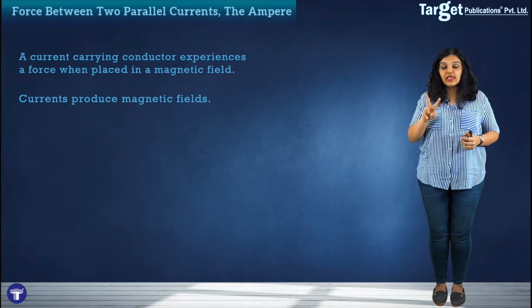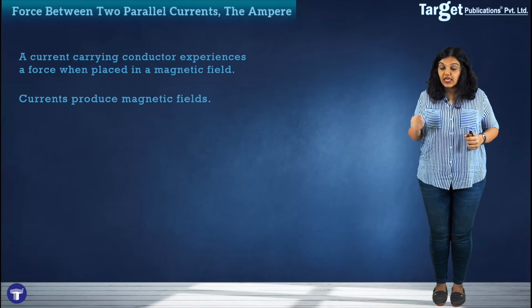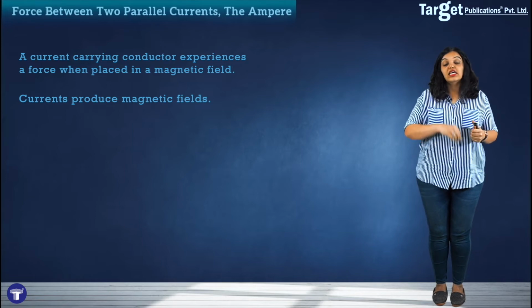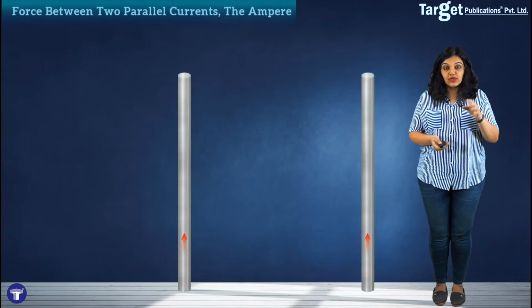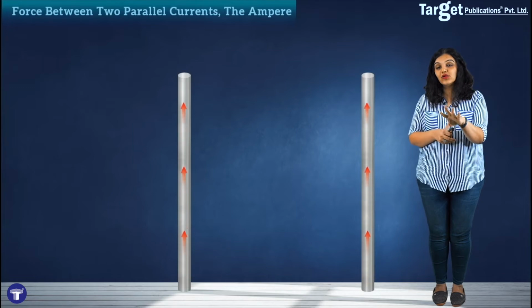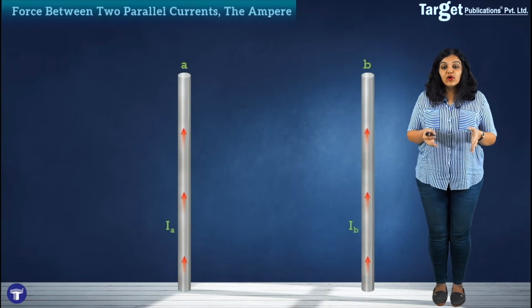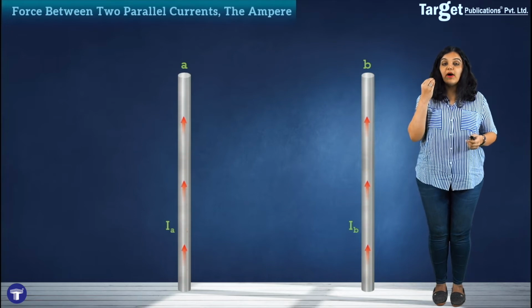So we know two things. One, if you place a current carrying conductor in a magnetic field, it's going to experience a force, and two, each current carrying conductor is going to produce a magnetic field in the region around it. So now if you carefully take a look at these two current carrying conductors, let's say A and B, carrying currents IA and IB, then think about what is happening.